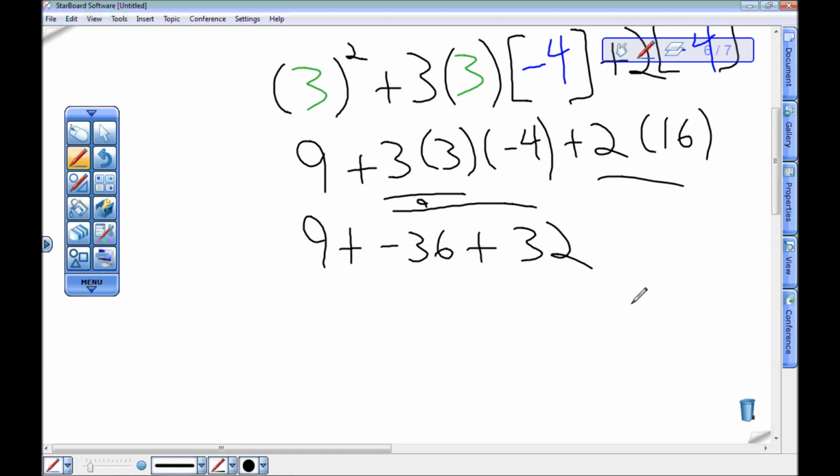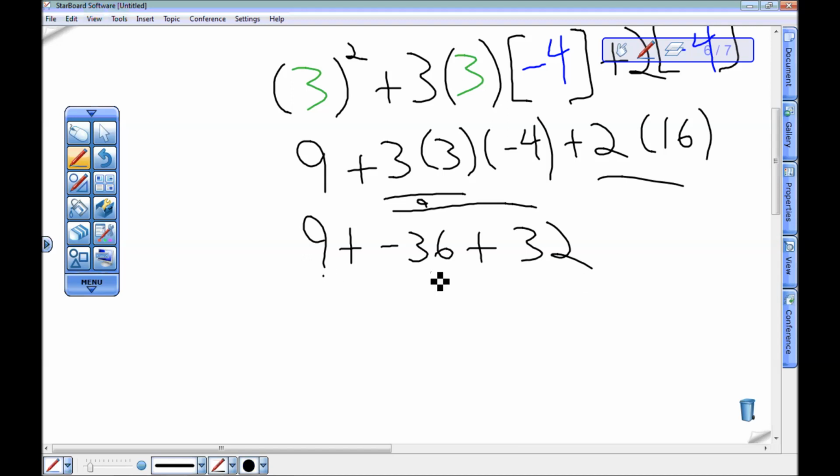Now, my order of operations says I've just got addition here, so I should do it from left to right. I find that most people don't. They key in on this would be easier to do first, giving them negative 4. 9 plus negative 4 is 5. But I'll write it in the order from left to right anyway.